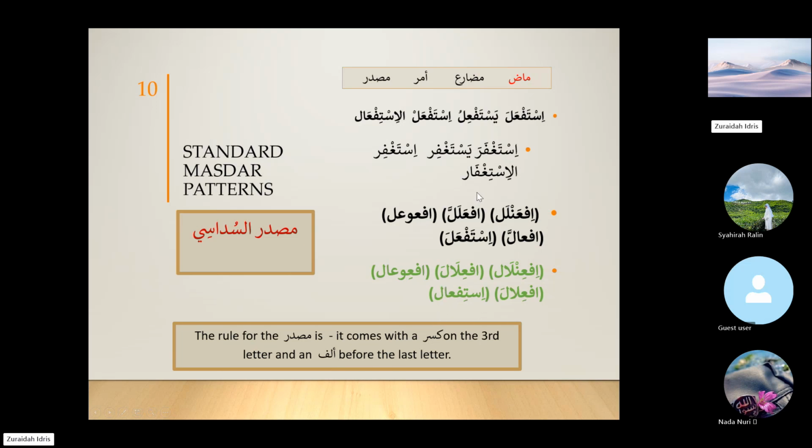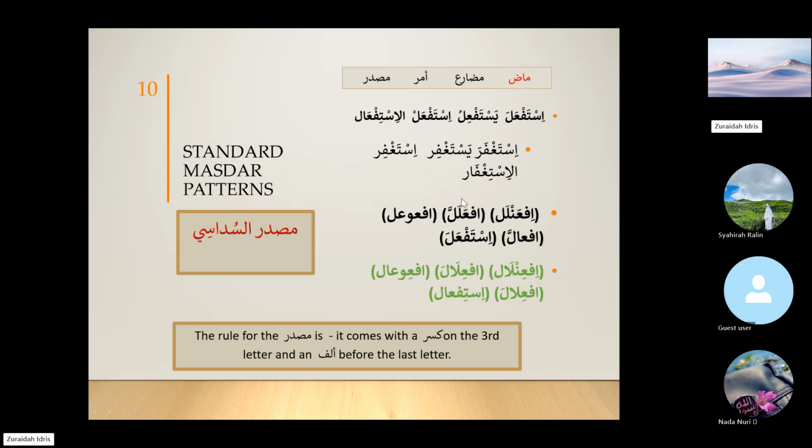So if this was istaghfara, you see that you have a kasrah on the third letter, the ta, and an alif before the last letter, ra. Istighfar. So that's the difference between the madin and the masdar. This is something new as well. We have not seen this in Dream or in Access.